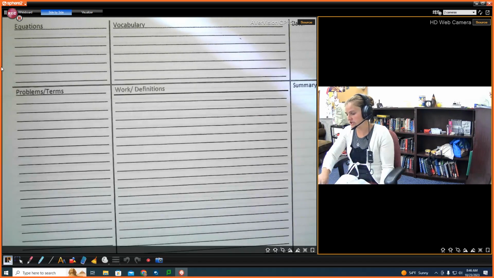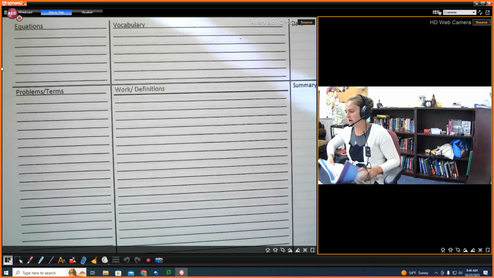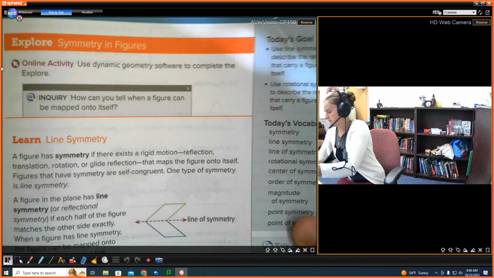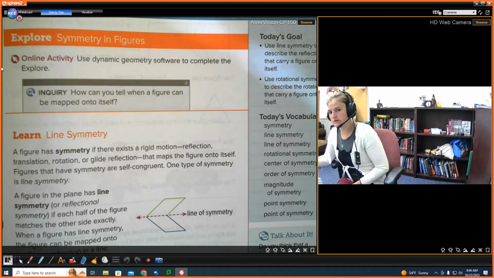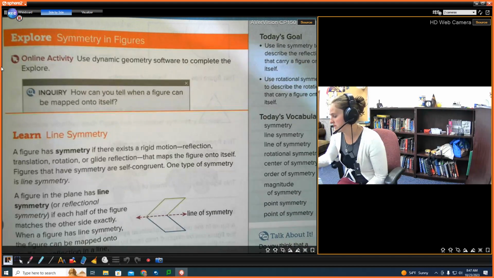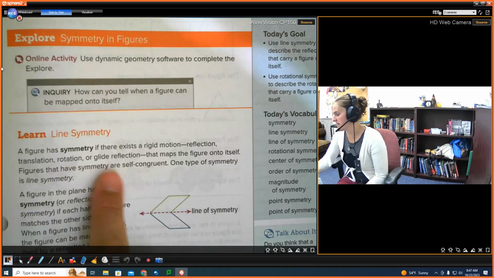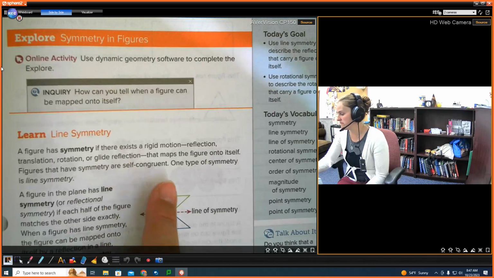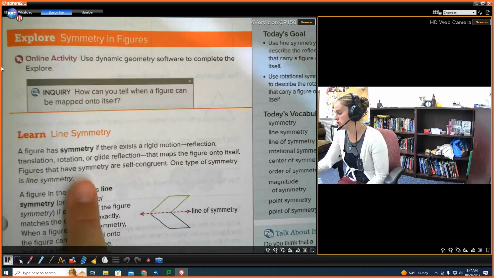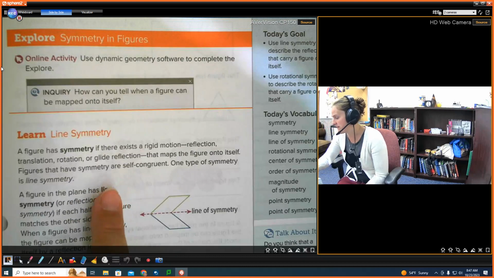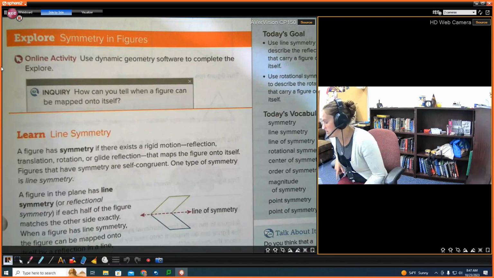Okay, so this one we're just talking about symmetry. We already know what symmetry means, but we are talking about lines of symmetry. A figure has symmetry if there exists a rigid motion, reflection, translation, rotation, or glide reflection that maps the figure onto itself. The figures that have symmetry are self-congruent. One type of symmetry is line symmetry.